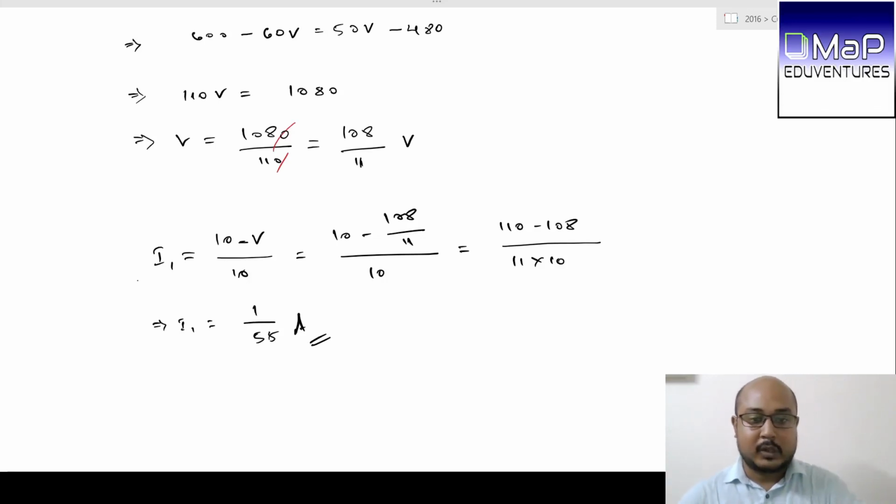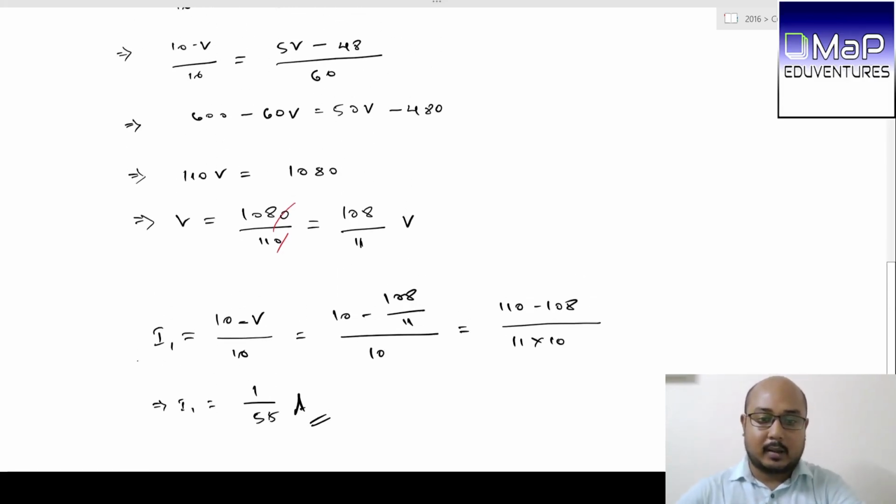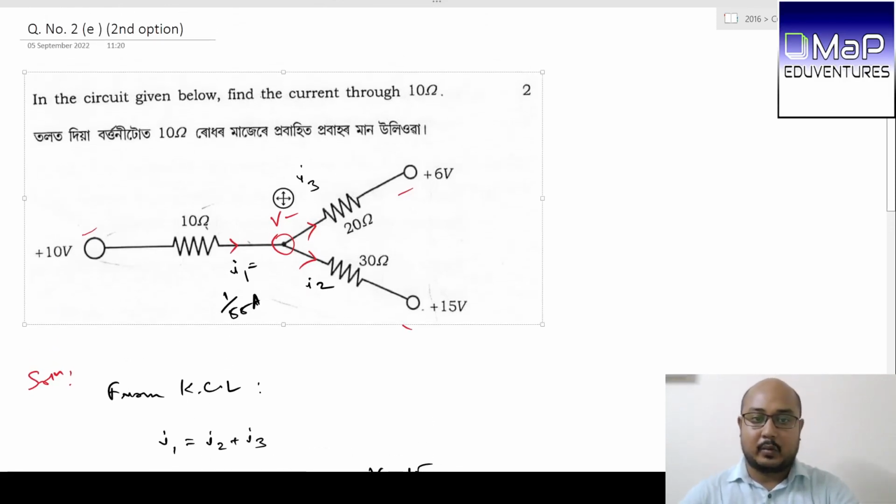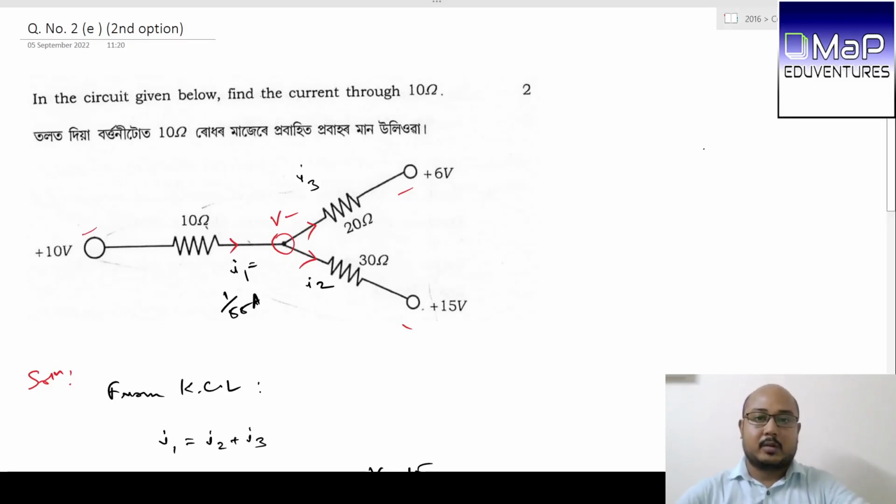Right, so I1 will be equal to 1 by 55 ampere. This is the answer: the current through this 10 ohm resistance, if the current flow is this I1, is equal to 1/55 ampere. So we have calculated the final answer, complete.